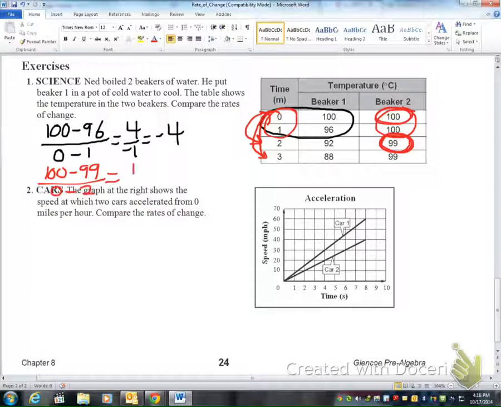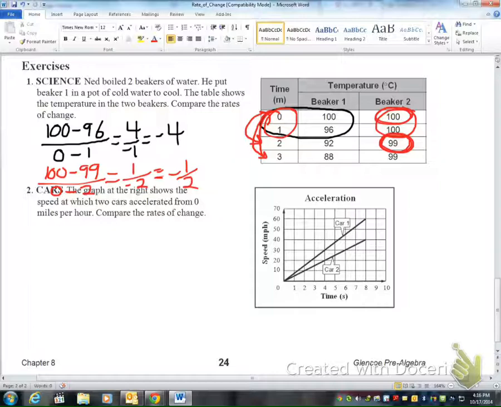100 minus 99 gives me 1. 0 minus 2 gives me -2. So this one looks like it's changing by about half a degree per minute. Now again, this doesn't necessarily have a constant rate of change. It may cool more slowly at first, and as it starts to cool, gradually start cooling off a lot faster. But if we just go by looking at 2 points, we have a rate of change of about a half of a degree per minute.